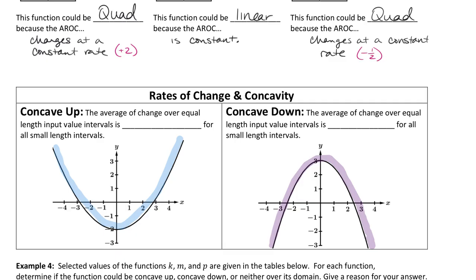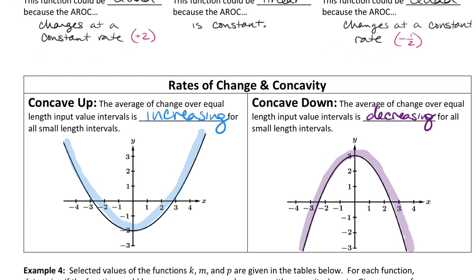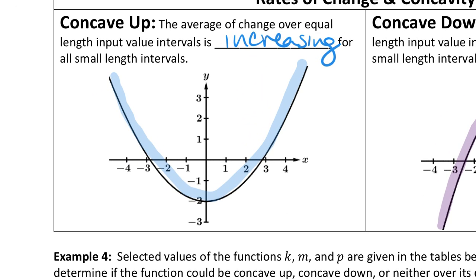But what does that mean for the average rates of change? For a concave up function, the average rate of change over equal length input value intervals is going to be increasing for all small length intervals. Concave down, however, means that the average rate of change over equal length input value intervals is decreasing for all small length intervals. Notice I'm not talking about the function, I'm talking about the rate of change. When we start talking about the function increasing and decreasing, that's when we're talking about going up and going down.